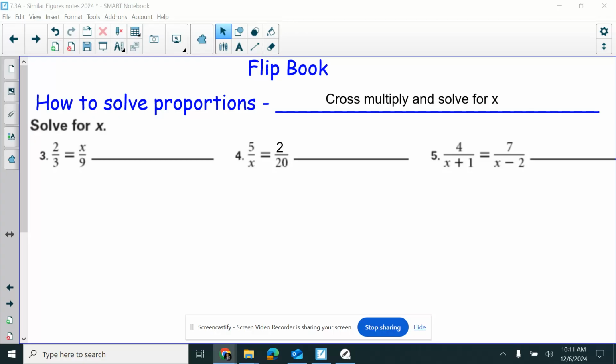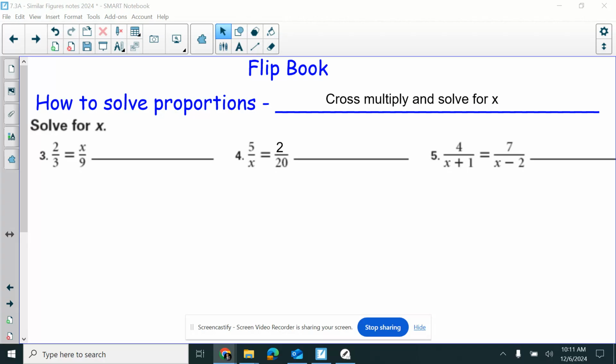So, Mr. Wright, today we're going to go over how to solve for missing sides in similar figures. In order to do that, we first have to know how to solve proportions. A proportion is when you have two ratios that are equal to each other, so like two fractions that are equal, we call that a proportion.